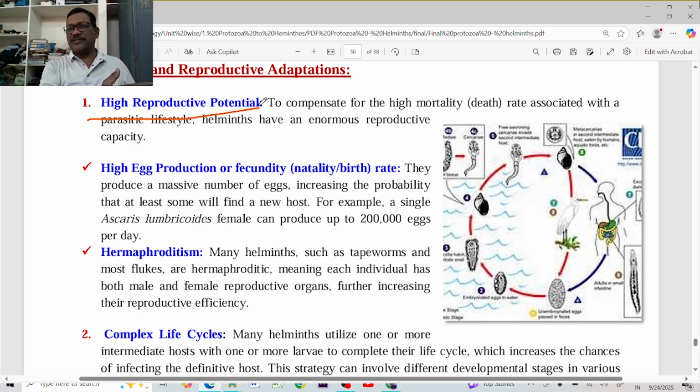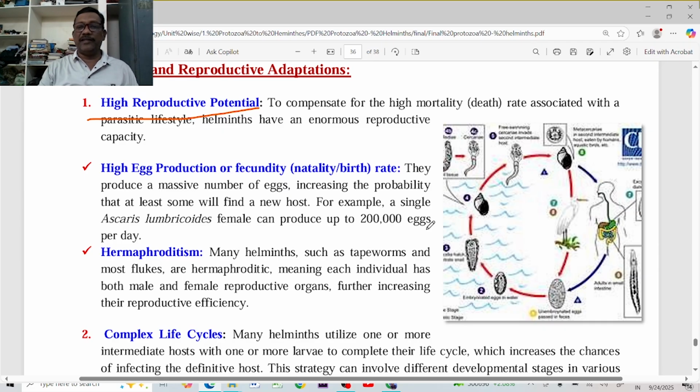If the host excretes the fecal material, it can accumulate outside, but the temperature may be very high, the pH may not be suitable, the humidity may not be suitable. Due to these harsh environmental conditions, most of the eggs will die before attaining the larval stage. So the death rate is very high. That's why they produce a large number of eggs in a day or in a period of time.